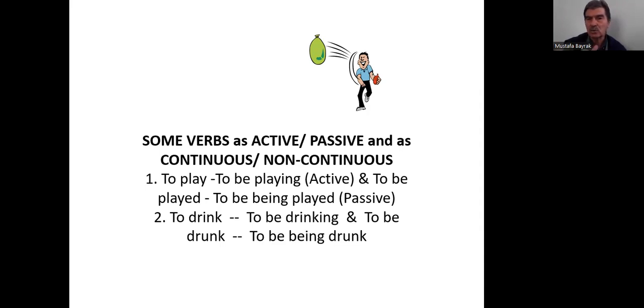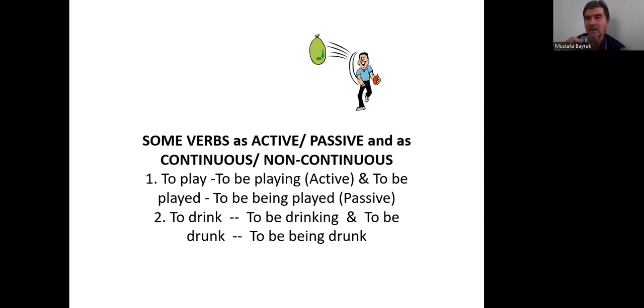To drink. To be drinking, active. But to be drunk, to be being drunk is passive. Yes, I drink tea. I am the doer of the action. I drink tea every day. And now I am drinking tea, active, okay? But I am the doer, performer of the action drink, to drink or drinking.